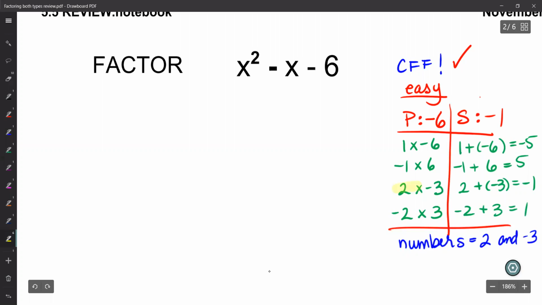Okay, so this is our scenario that fits both of those criteria. Multiplies to -6, adds to -1. Can somebody tell me what this is going to look like now that I have my numbers and put them into the brackets? I could do that. Go for it, Nora. So x squared plus 2x, then -3x, then -6.